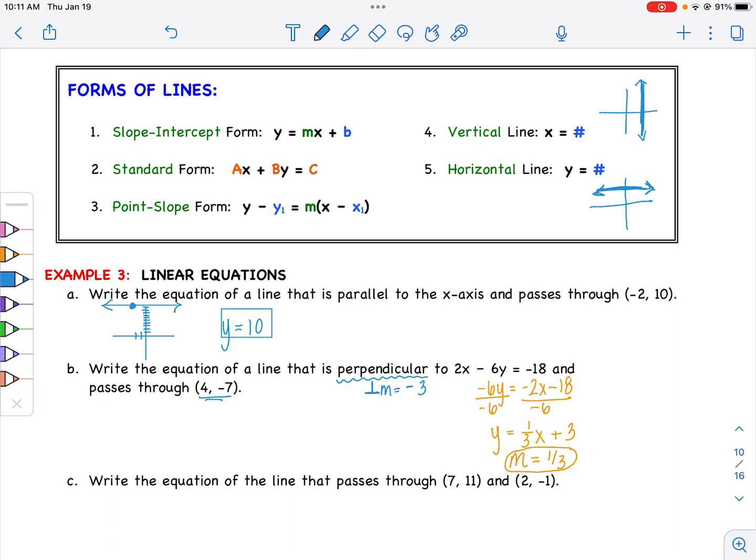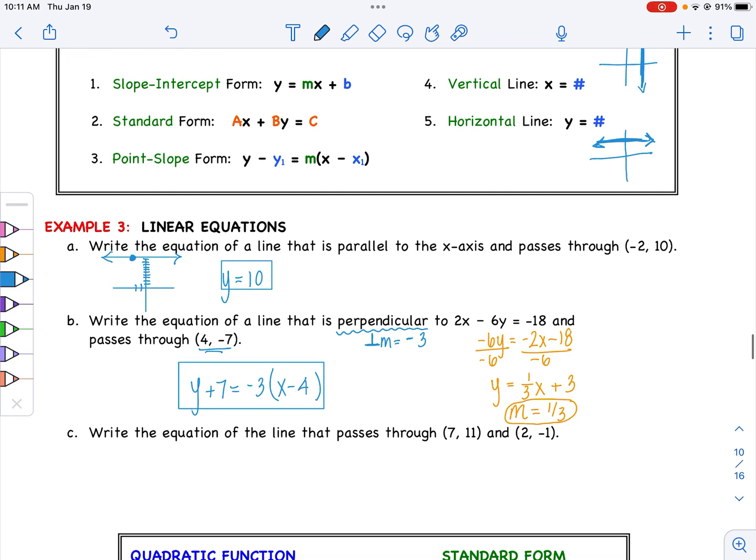We're going to plug into the easiest form. If you have a point and a slope, plug into point slope. So y minus -7 is a plus 7 with your slope, parenthesis, x minus 4. Again, plug it into the easiest form. You do not need to convert.